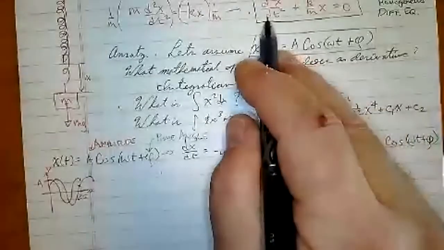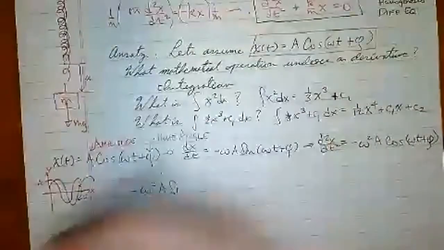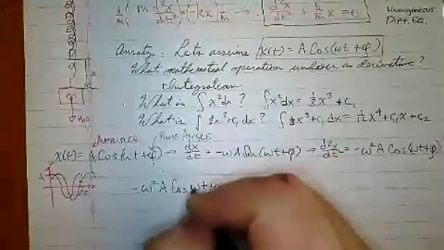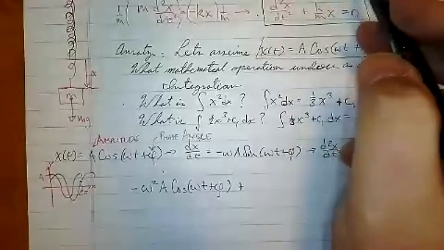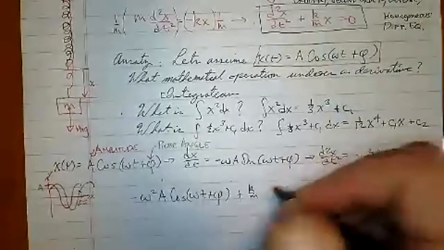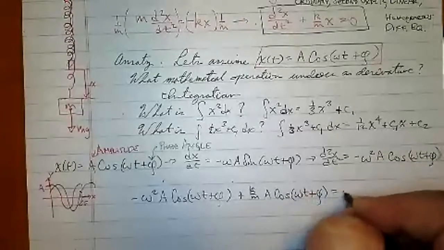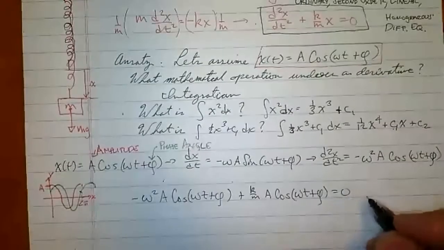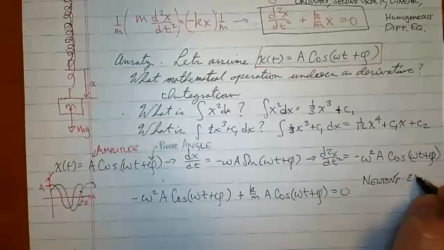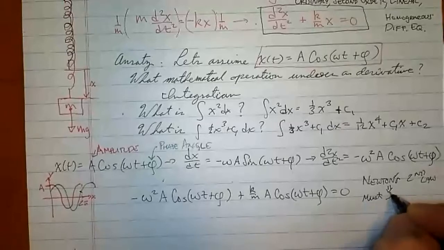So we had d2x over dt squared. Well, that's negative omega squared A cosine omega t plus phi, plus we have k over m times x. So that's going to be k over m times A cosine omega t plus phi, and all that's equal to 0. Well, the problem is this is Newton's second law. I say the problem, it's actually the solution. So it must be true at all time.